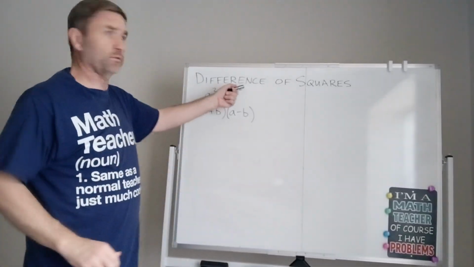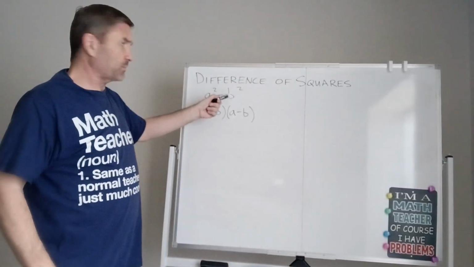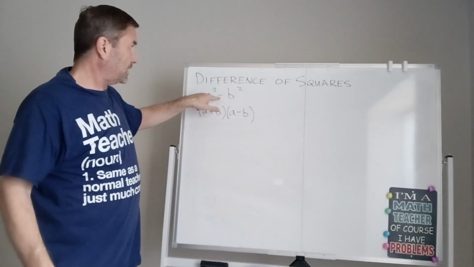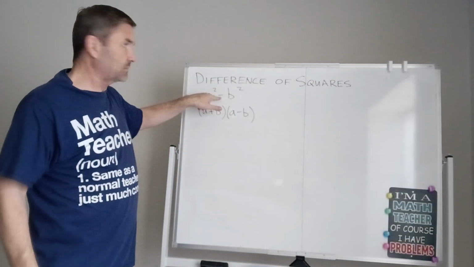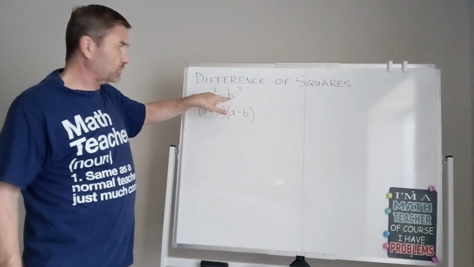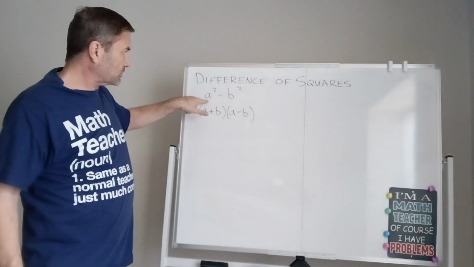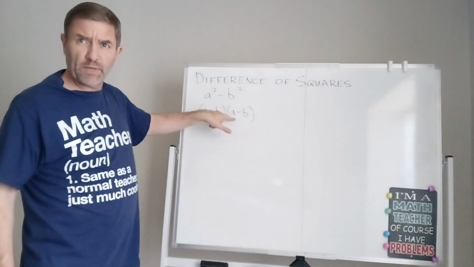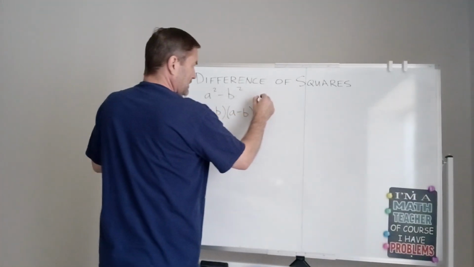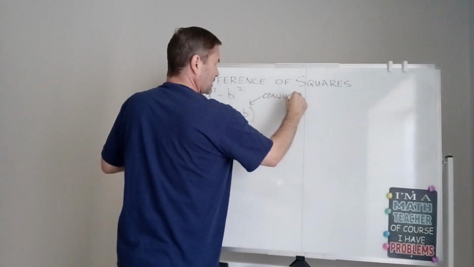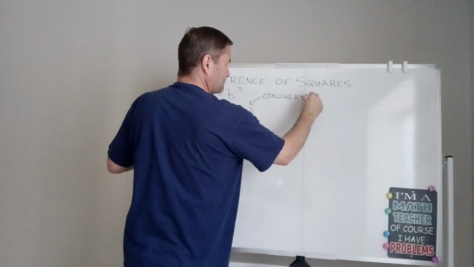Today we're going to go over difference of squares: a squared minus b squared. What does that mean? Well, it means you have the difference, first of all, subtraction. Squares means you have a number that was squared and a number that was squared. So to factor it, you basically take the square root of a and the square root of b, and then you do one plus and one minus. These are called conjugates, and conjugates are used a lot in algebra.